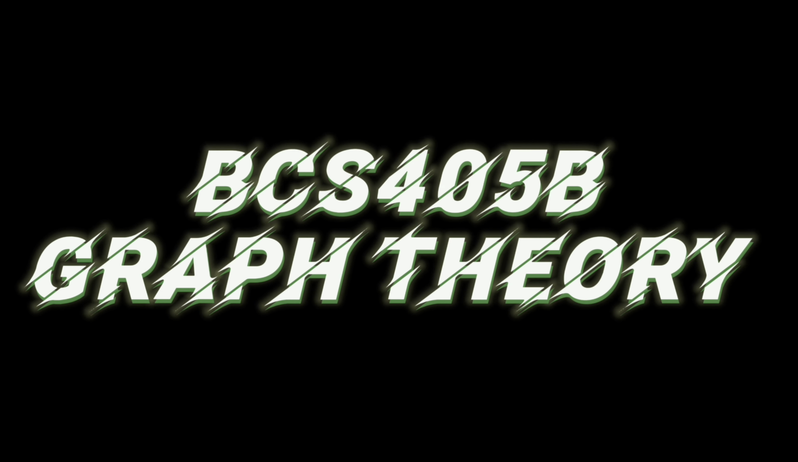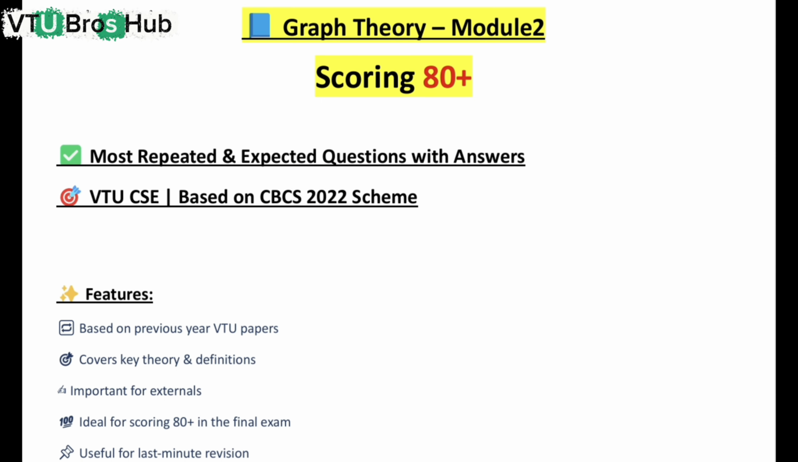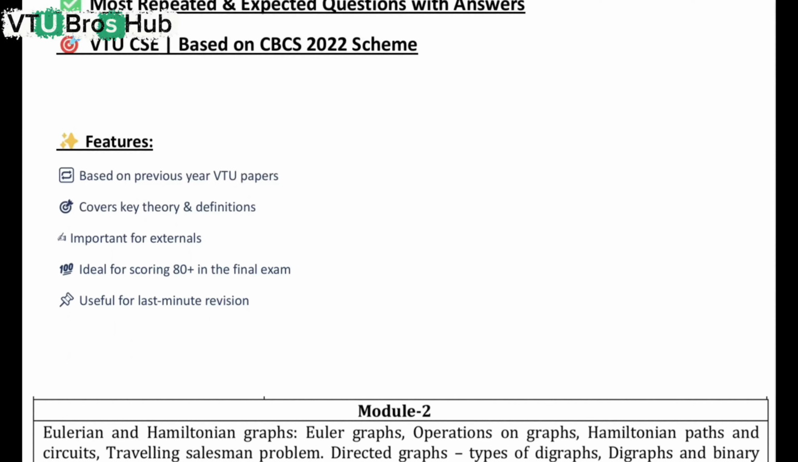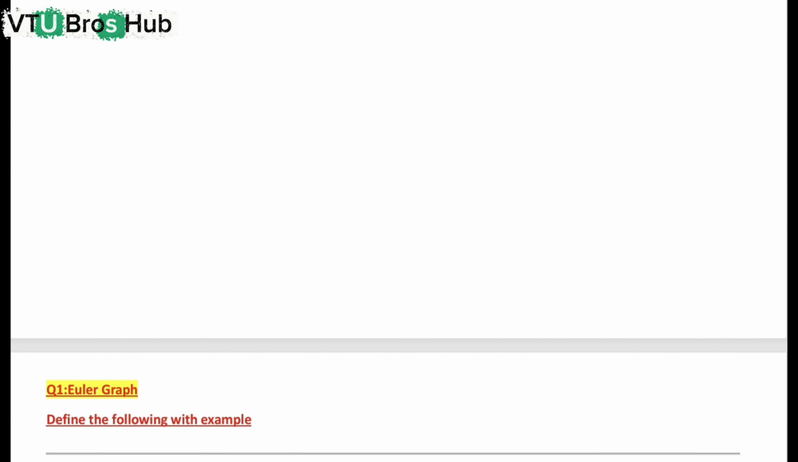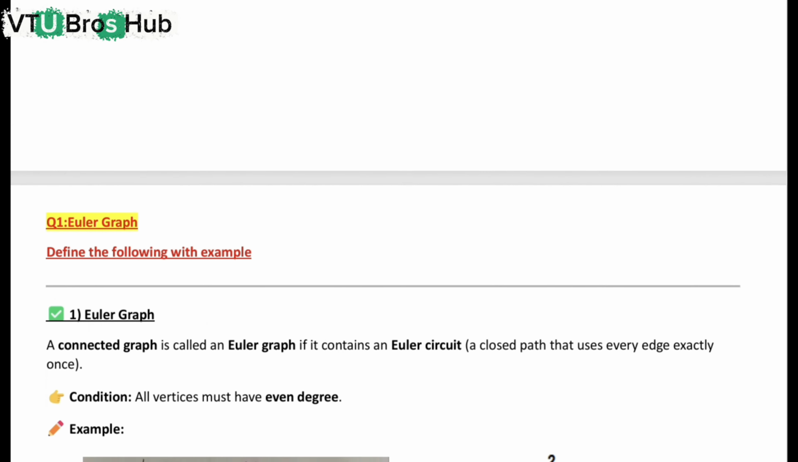In this video, we're covering the most repeated and expected questions from graph theory, Module 2, explained in a way that's simple and super effective. Let's target 80+ marks and finish Module 2 strongly. Let's start with the first question in Module 2. It comes under Euler and Hamiltonian concepts, most repeated in VTU.